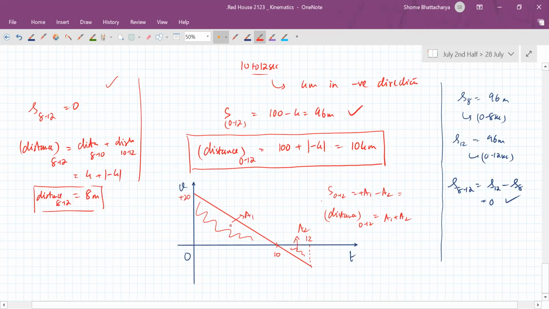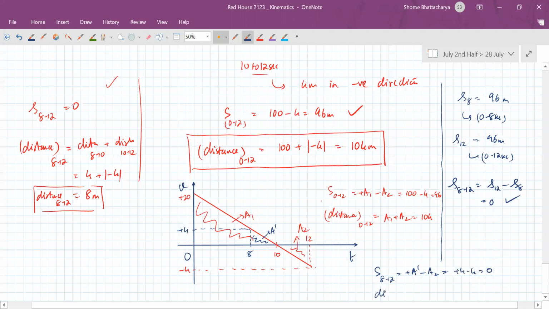You can see that this area is half of 10 into 20, so it's 100. And this area was coming out to be minus 4. You can see that this height is 4 and this base is 2. So the displacement is 96, whereas the distance will come out to be 104 meters. Similarly, here our 8 seconds is at this point where the velocity becomes zero. We think of this area as A prime. So the displacement from 8 to 12 seconds is plus A prime minus A2. When you calculate, it will come out to be plus 4 minus 4, or 0.